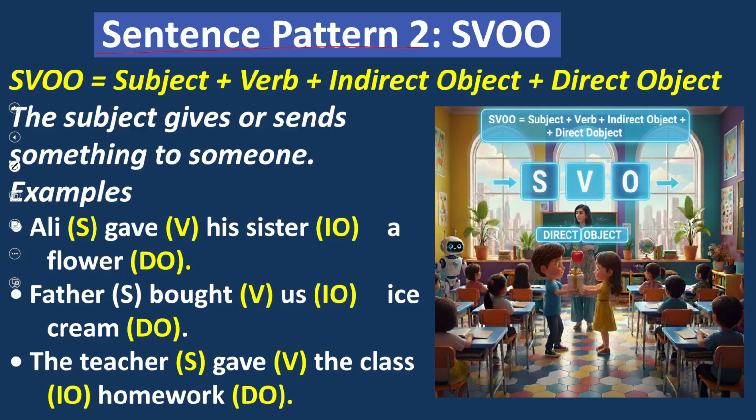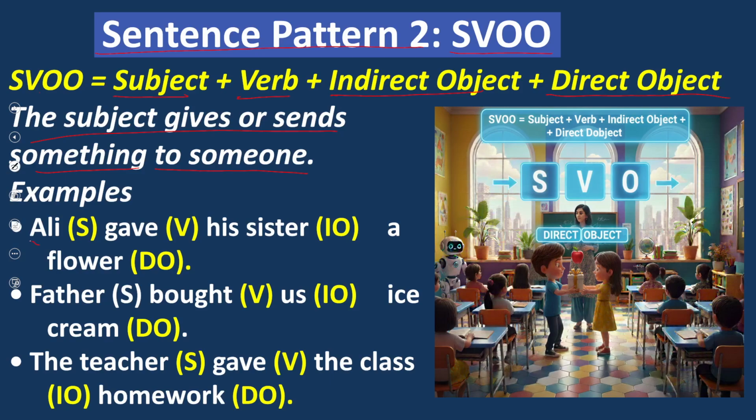Sentence pattern 2, that is SVOO. It means that in a single sentence pattern, we will use two types of objects. The first one is the indirect and then the direct object. Yes. So S stands for subject, V stands for verb, the first O stands for indirect object here, and the second O stands for direct object. So, the subject gives or sends something to someone. Yes, not directly, but to someone.